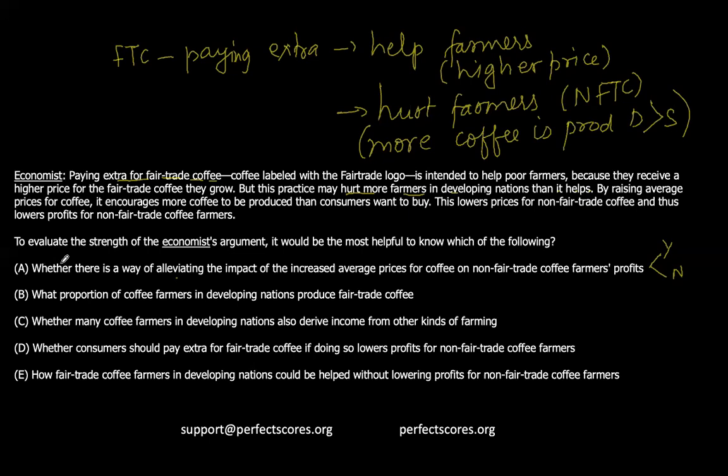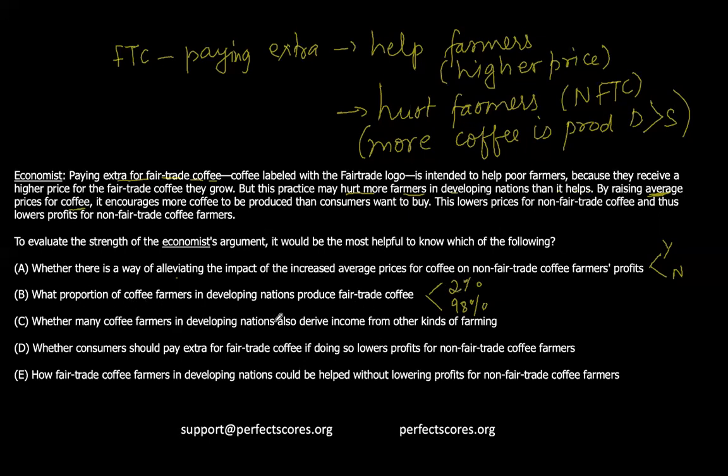B. What proportion of coffee farmers in developing nations produce fair trade coffee? What if the answer is 2 versus 98%? Would that make a difference? Because remember, we're talking about average prices for coffee. No, this won't help. Okay, what about C?